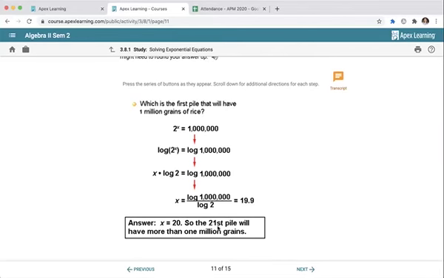And then since we know that this is talking about it in general, instead of this being the x value, it's talking about the pile in front of it. So when we're dealing with x equals 20, it's talking about the 21st pile.